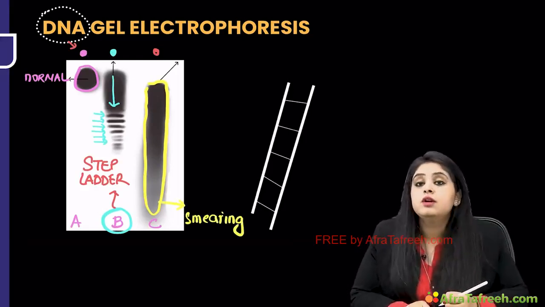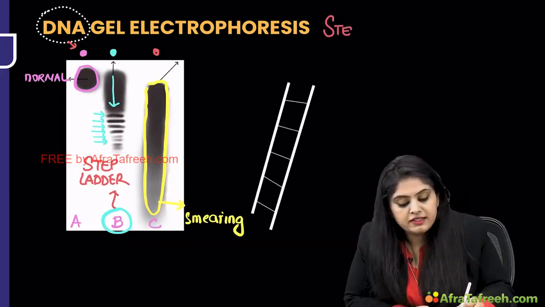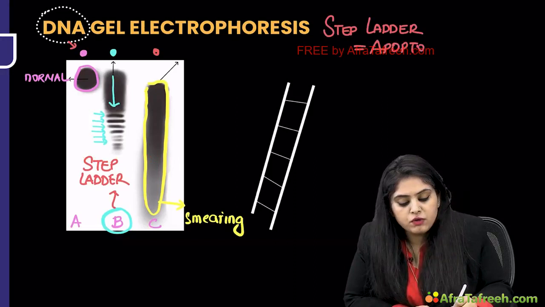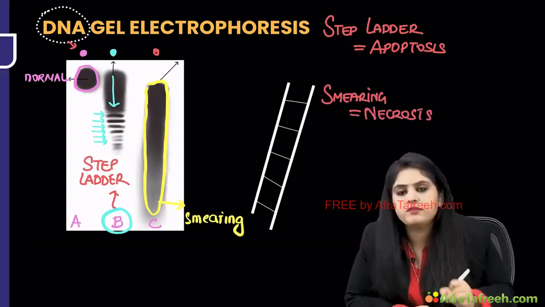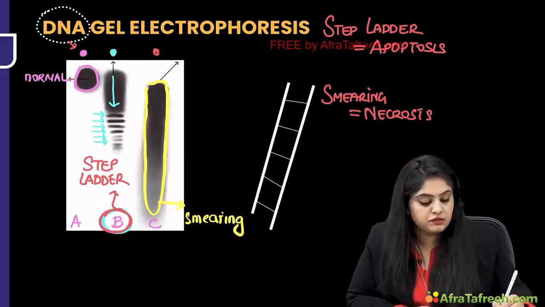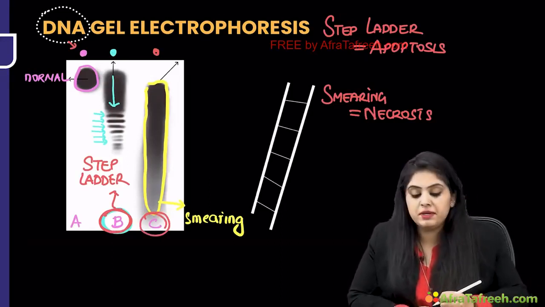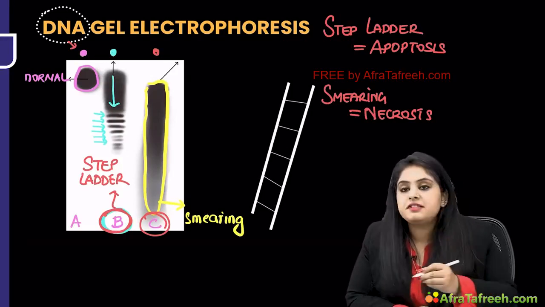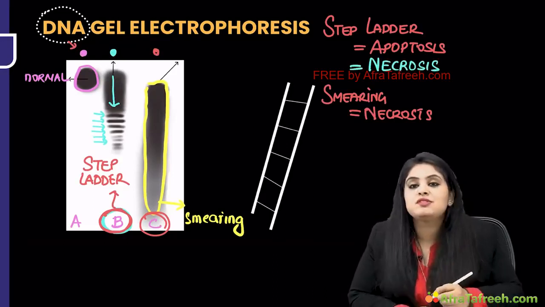And now the story comes, what is seen in what. First I'll tell you the most important thing. If you have to write it in the exam and want to learn it as one word, step ladder pattern is very, very important for apoptosis, and the smearing pattern is very, very important for necrosis. That is how most of the books have written it. So person B showing this step ladder pattern, what is he suffering from? Apoptosis. Person C showing smearing pattern, what is he suffering from? Necrosis. But then a question came in the paper, are these specific? No. Is step ladder pattern only seen in apoptosis or also seen in necrosis? And that is the twist in the story.